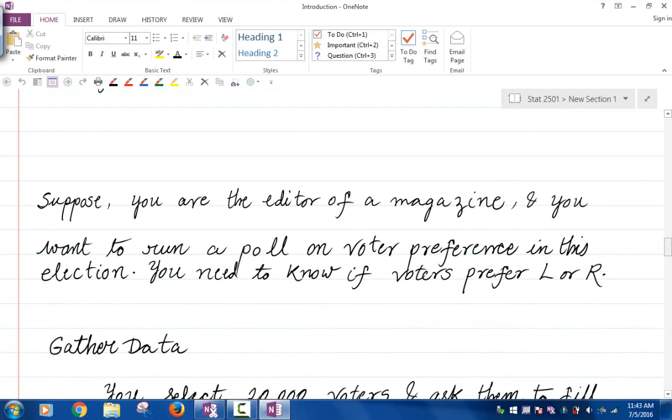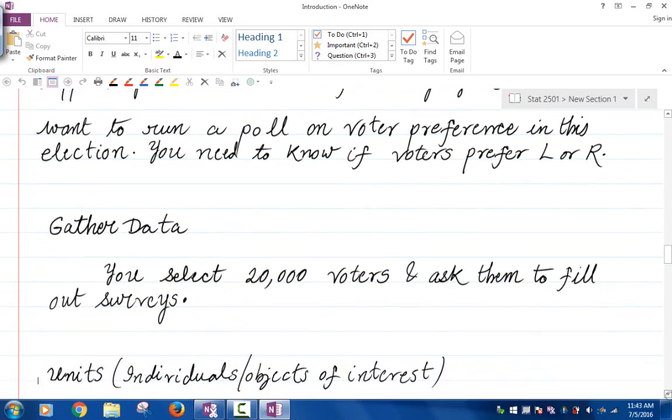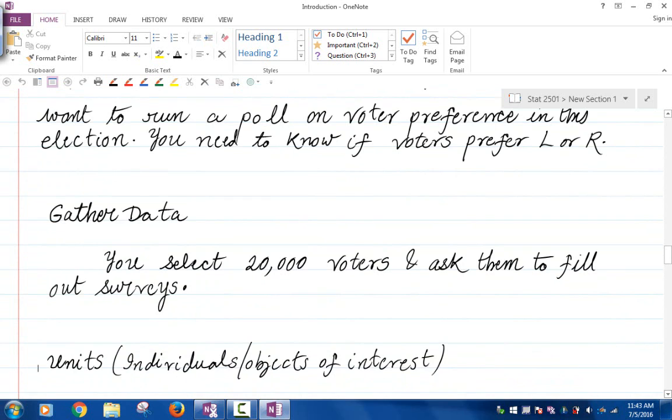Okay, so let's suppose that you are the editor, and you want to run a poll on voter preference in this election, and you need to know if voters prefer Landon or Roosevelt. So what's the first thing that you do? Well, the first thing that you do is that you have to gather data on voter preference.